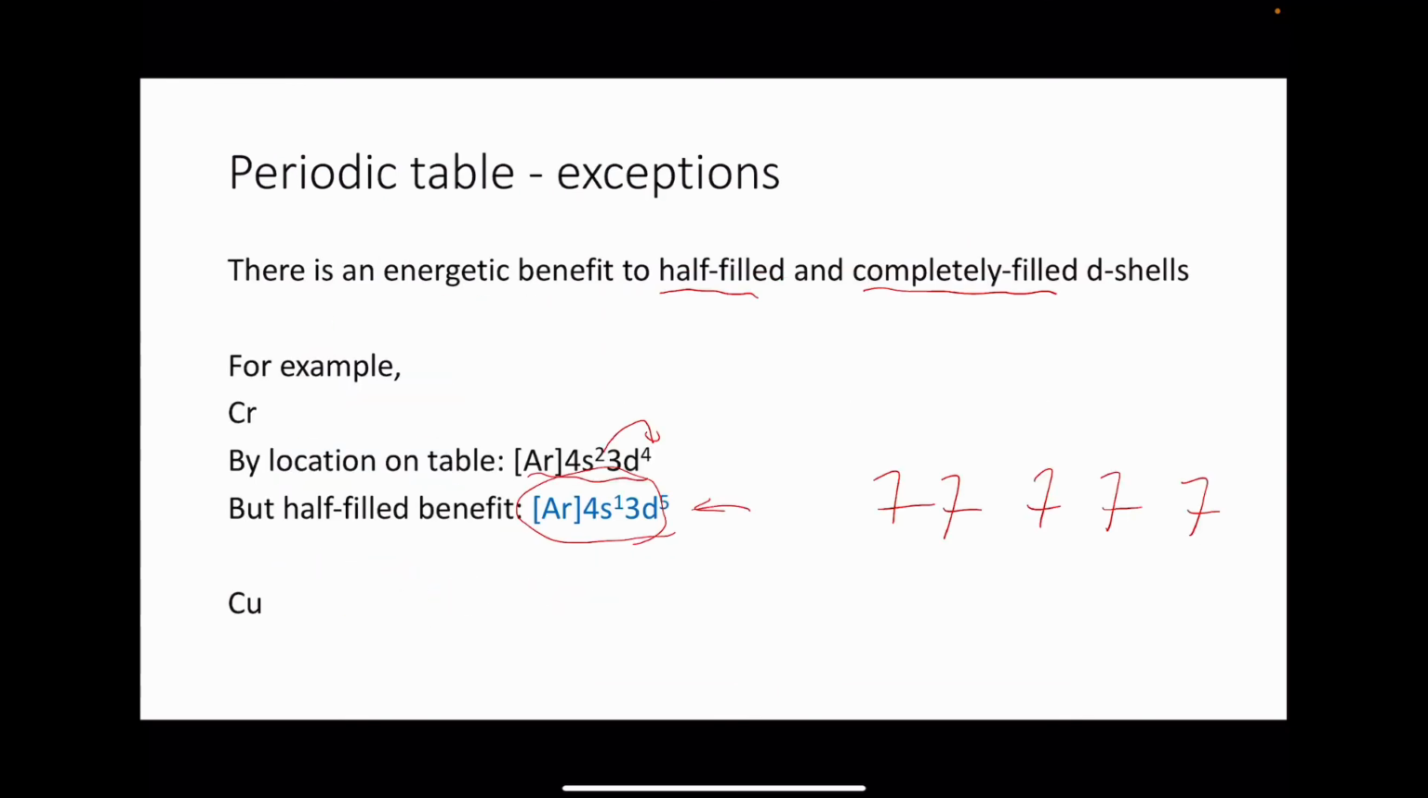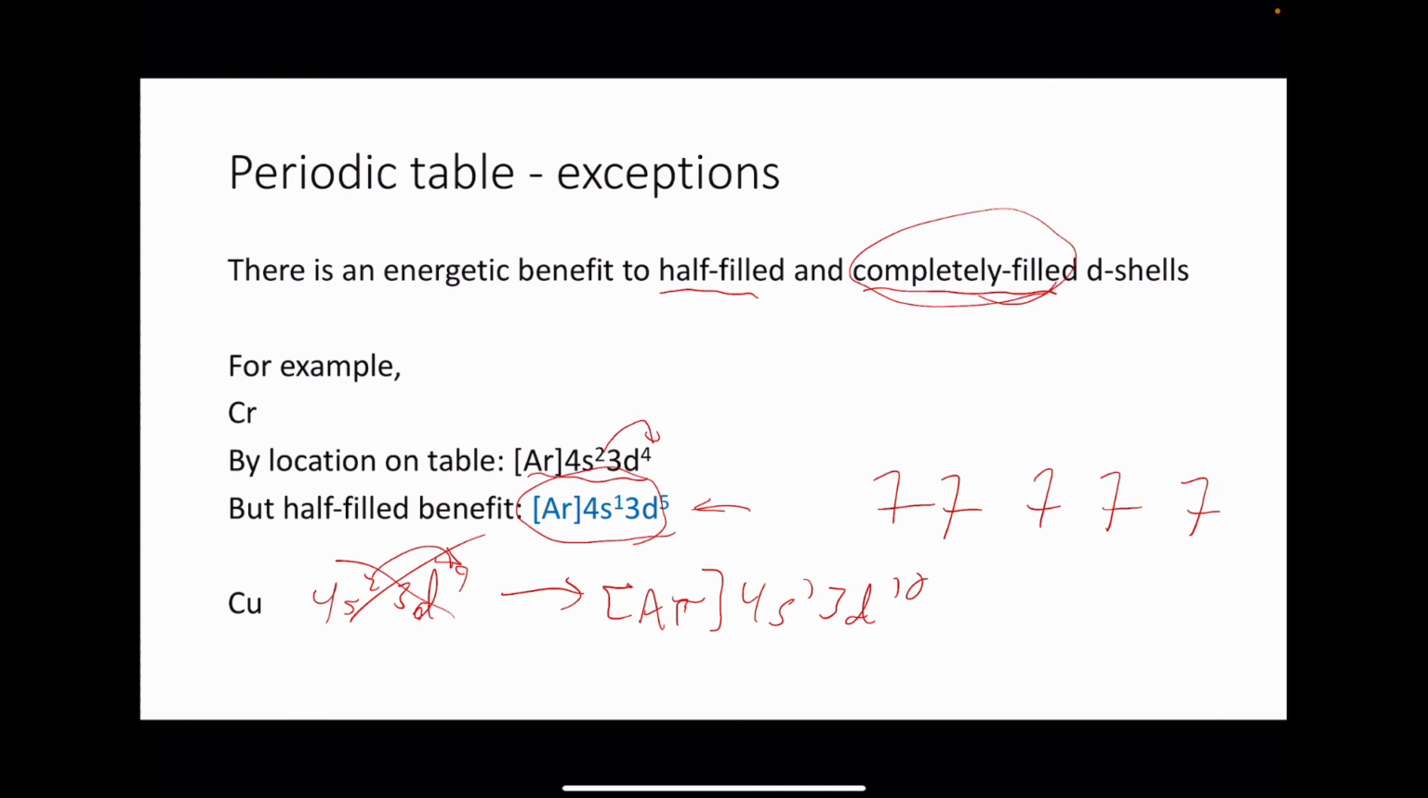If we looked by the location, 4s2, 3d9. But remember, completely filled, so we're going to pop one of those electrons up, and so it's not going to be that. It would actually be, so we need to put the core electrons in there, argon, 4s1, 3d10. And that's its ground state configuration. And those are pretty much your exceptions.